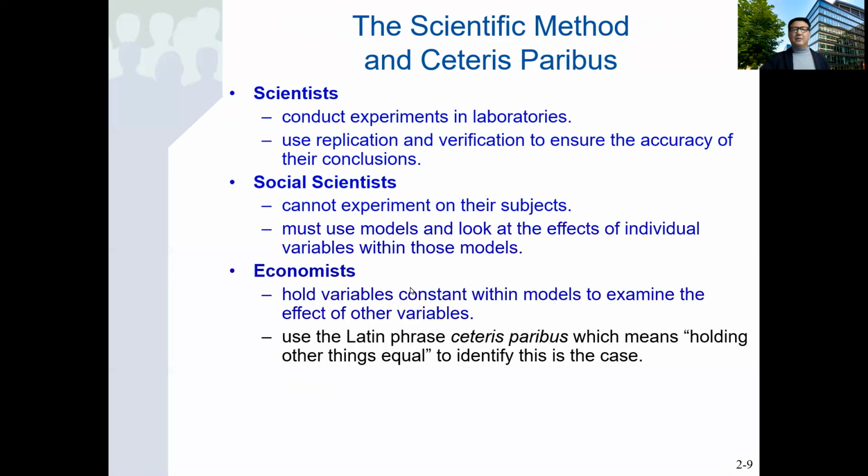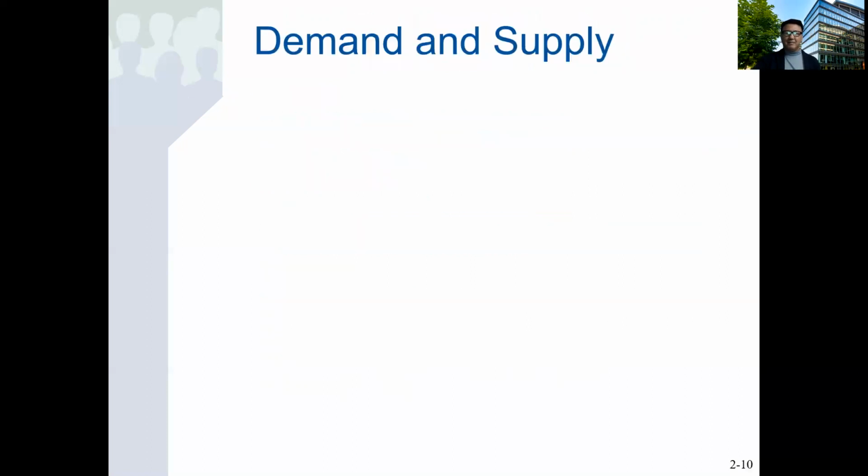Okay, and also the economists too. We're social scientists, and we hold a variable constant within a model to examine the effects of other variables. Like I said before, we use the Latin phrase ceteris paribus, which means holding all things equal. We assume all things being equal or all things being constant, not changing.